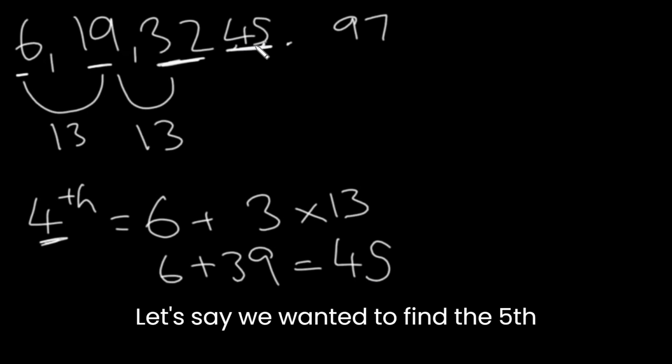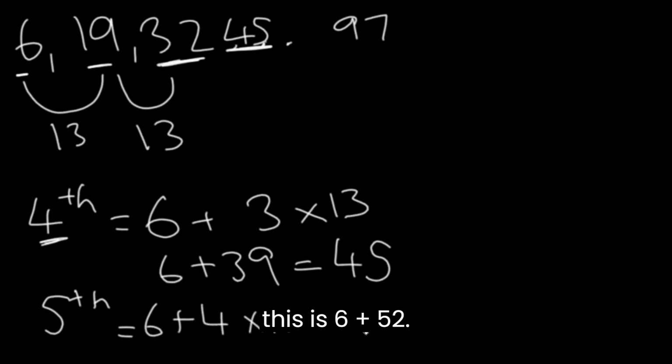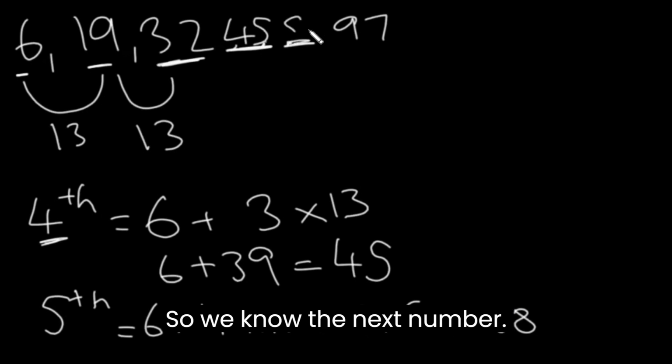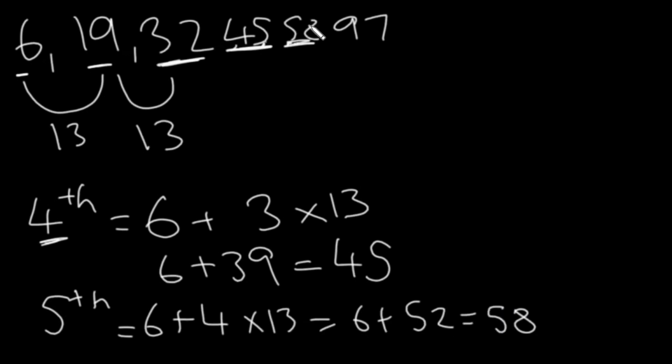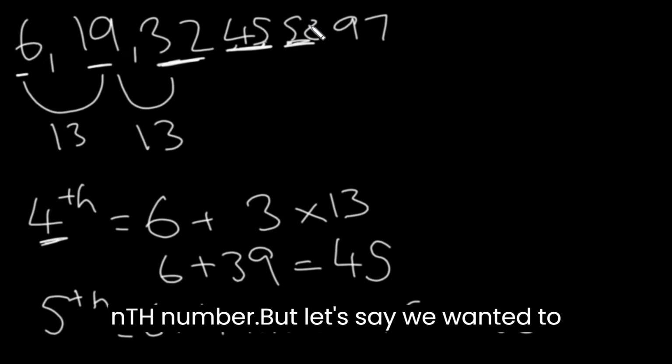Let's say we wanted to find the fifth number. The fifth number is 6 plus 4 times 13. This is 6 plus 52, which is 58. So we know the next number. So you have a decent idea of finding the nth number.